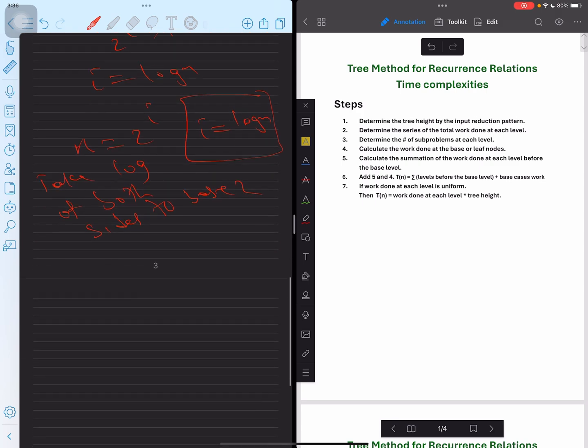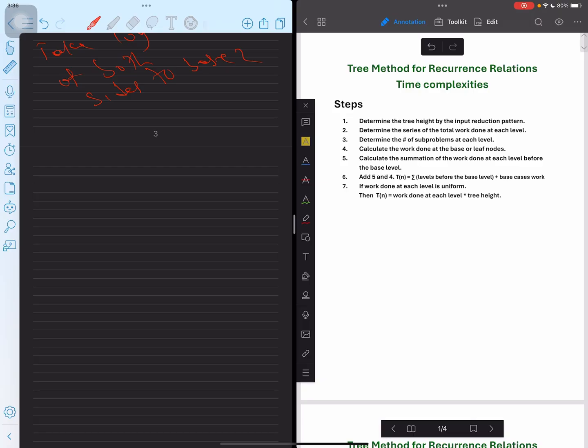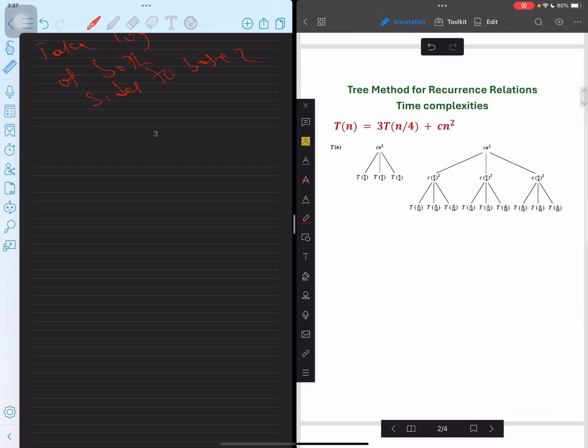All right, so what we're going to do now is look at a particular example that would throw more light on what we are talking about. So the first example is T(n) = 3T(n/4) + Cn squared. See that? So firstly, let's look at the input reduction pattern. That means T of n over 4, which is the next input, is going to be 3T(n/16) + Cn over 4 all squared, so Cn squared over 16.